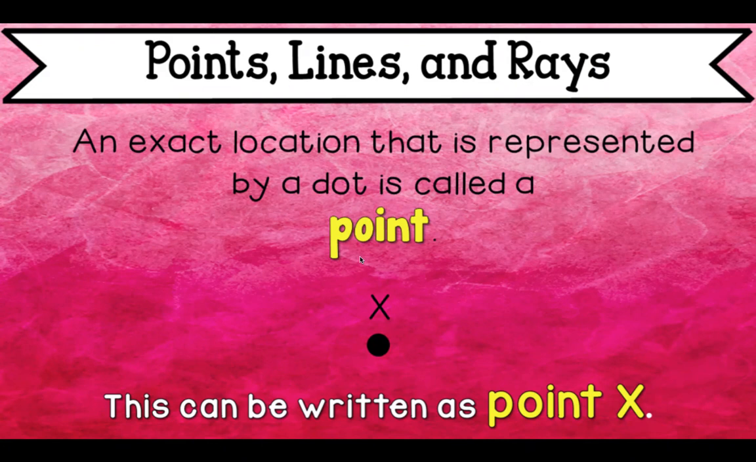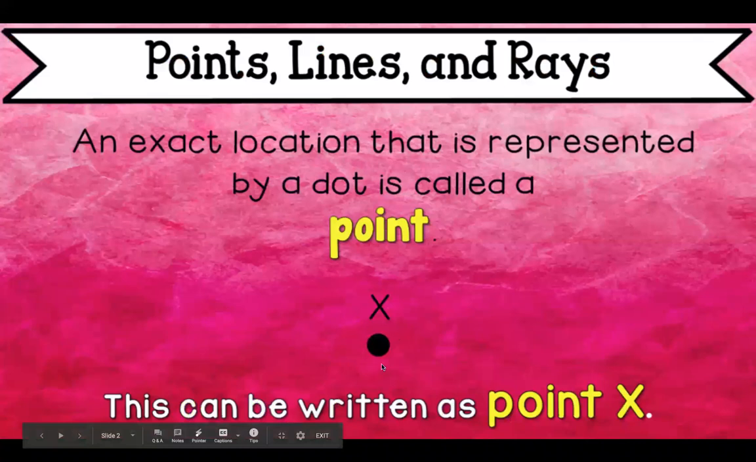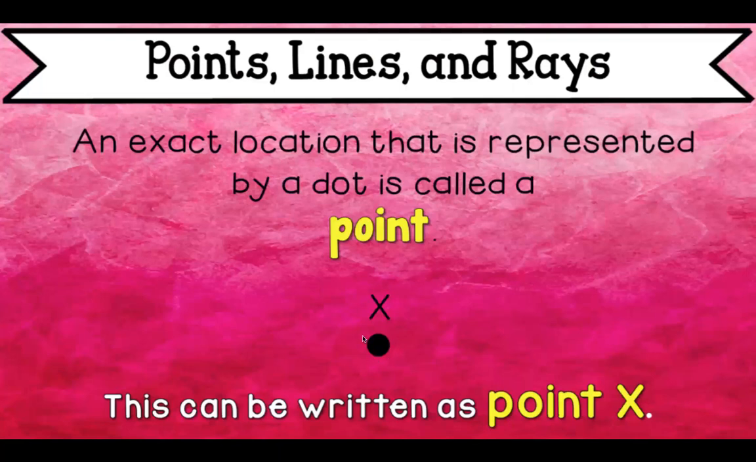One important vocabulary word for geometry is a point. And that is an exact location that is represented by a dot. So here we have this dot right here. I don't know if my mouse is working on here, if you can see it or not. But we've got this black dot. It looks like a period. And then it's got an X on top of it. That right there is called a point. And this can be written as point X because since there's a letter X on it, that's what the point is called. It's called point X. Okay? So a dot is a point.